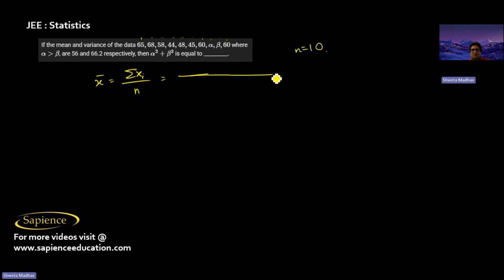And the sum of all the observations, that is 65 plus 68 plus, to add them, summation xi. So 65, 68, 58, 44, 48, 45, 60, and 60. This will be 5 to the 10, 10 plus 3, 8 is 24.